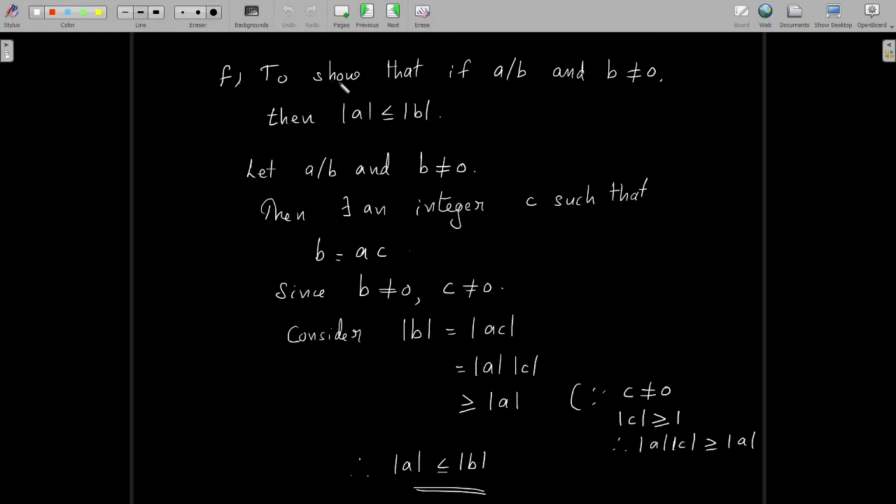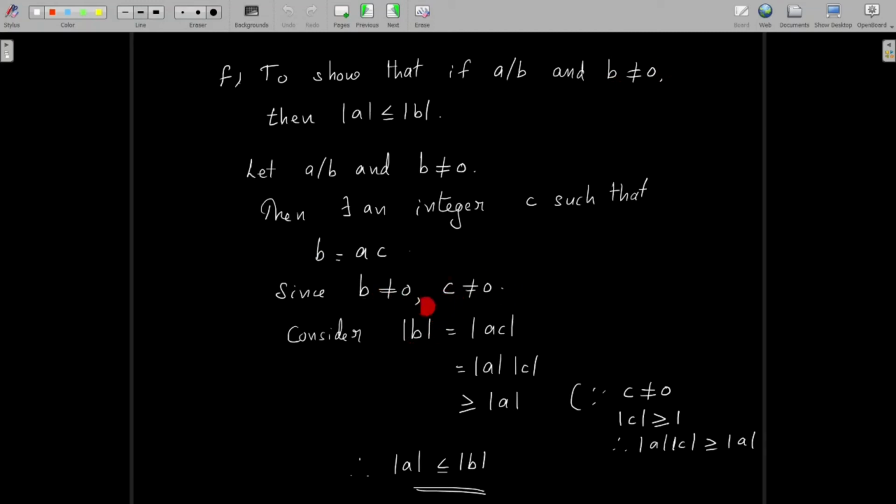Another important result, to show that if a divides b and b not equal to 0, then modulus of a is less than or equal to modulus of b. Let a divides b and b not equal to 0. Since a divides b, there exists an integer c such that b equal to a into c. And we have another condition b not equal to 0. Since b not equal to 0, this integer c cannot be 0. Because if c equal to 0, then a into 0 equal to 0, that is b equal to 0. But by our assumption b not equal to 0. Therefore since b not equal to 0, c also not equal to 0.